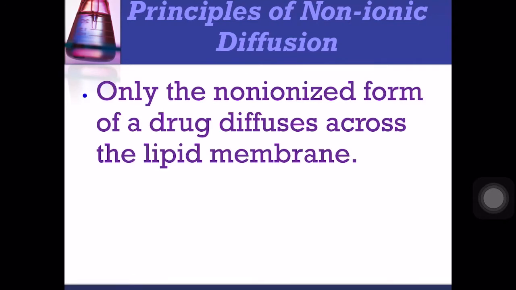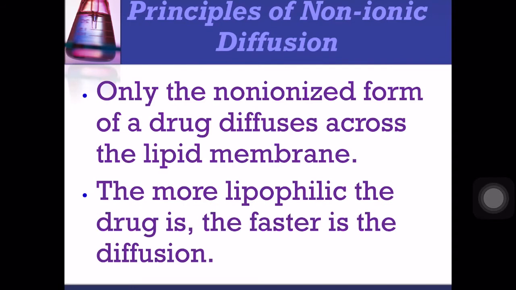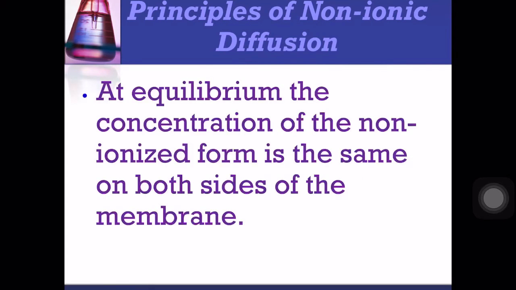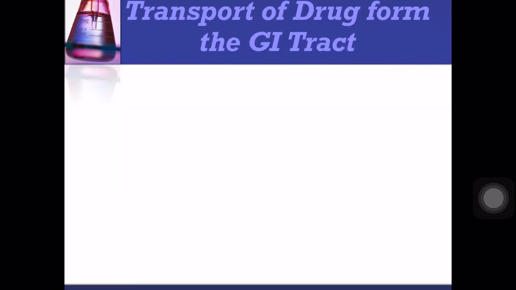And then, only the non-ionized form of a drug diffuses across the lipid membrane. The more lipophilic the drug is, the faster is the diffusion. Remember class, pag non-ionized and lipid-soluble, mas mabilis siyang ma-absorb. At equilibrium, the concentration of the non-ionized form is the same on both sides of the membrane.